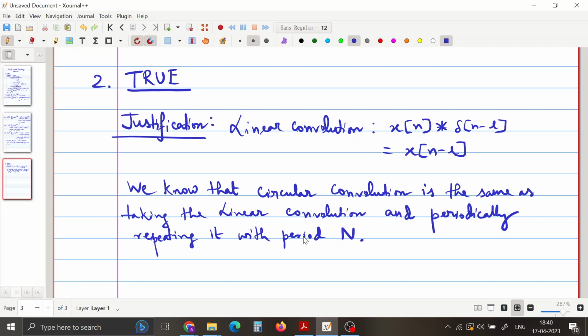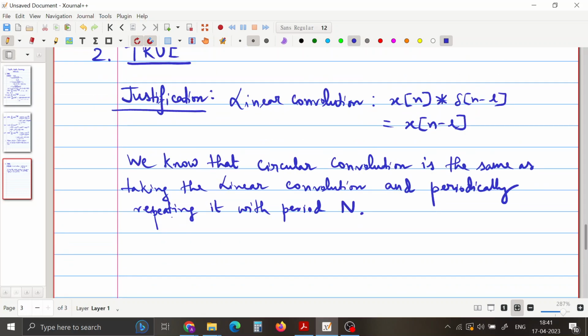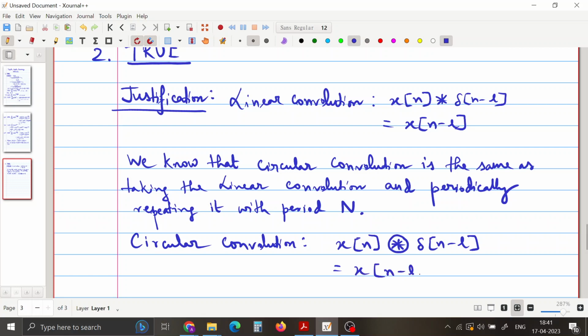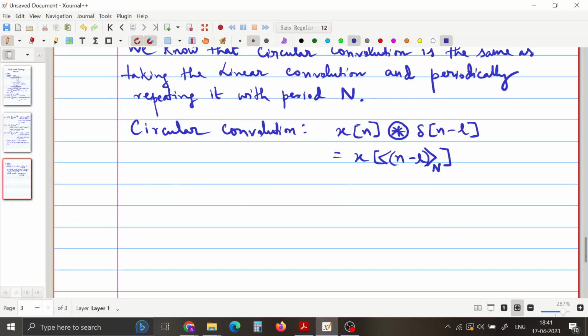Alright, so based on this, we can now write the circular convolution as, the notation is like this, a circle enclosing the star, which denotes the circular convolution operation, and we will have exactly the same output as that of linear convolution, x of n minus l, except that it is now modulo capital N to make it periodic.